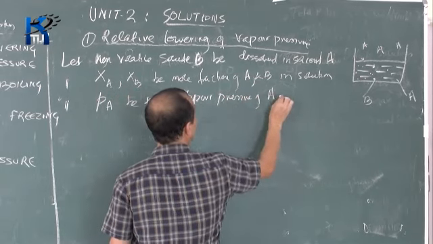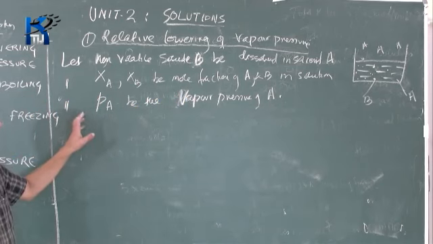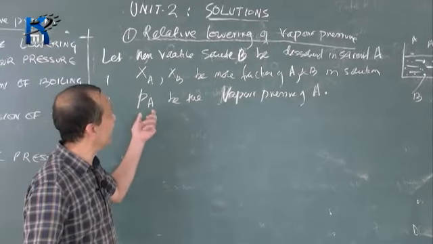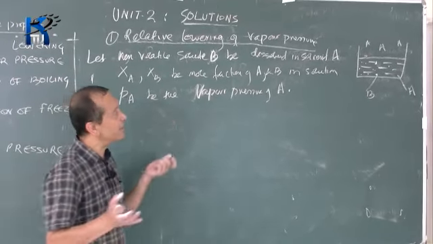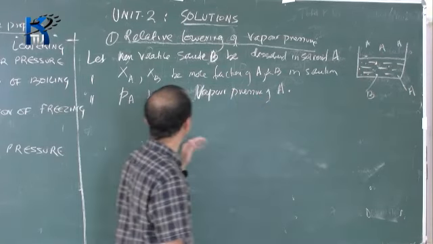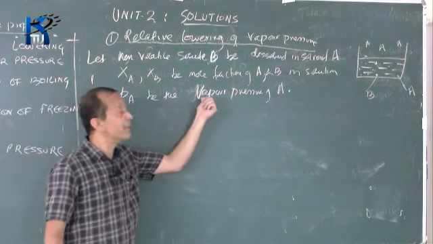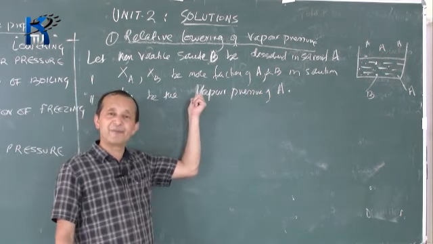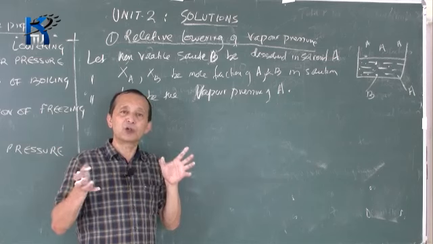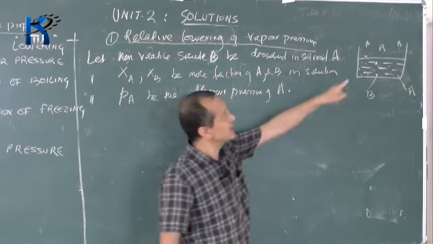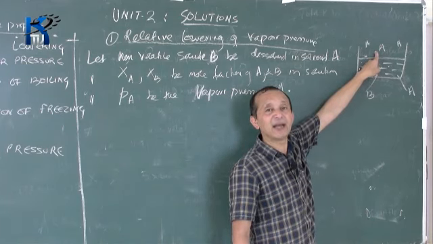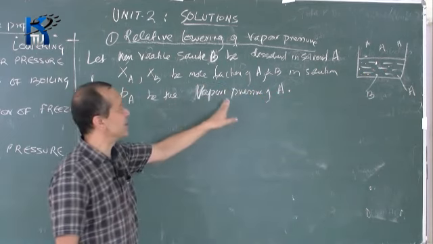Now again, notice carefully that we are not assuming the vapor pressure of B. Why? Because B is non-volatile. We don't have any vapor pressure of B. And we are saying let PA be the vapor pressure of A. We are not saying the partial vapor pressure of A. I told you partial pressure is a term used only when there is a mixture of gases. Here there is no mixture of gases, there is only vapor A. So we simply call it the vapor pressure of A.